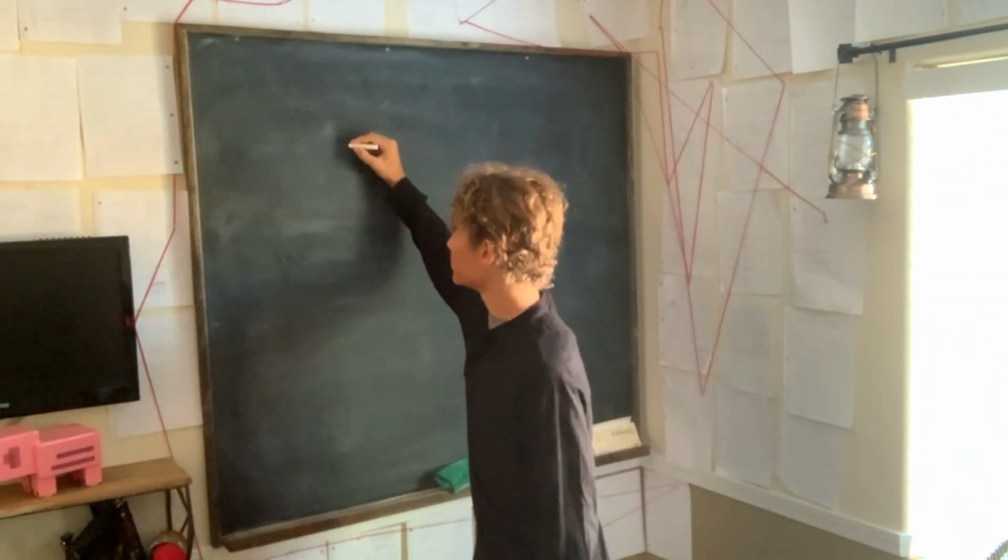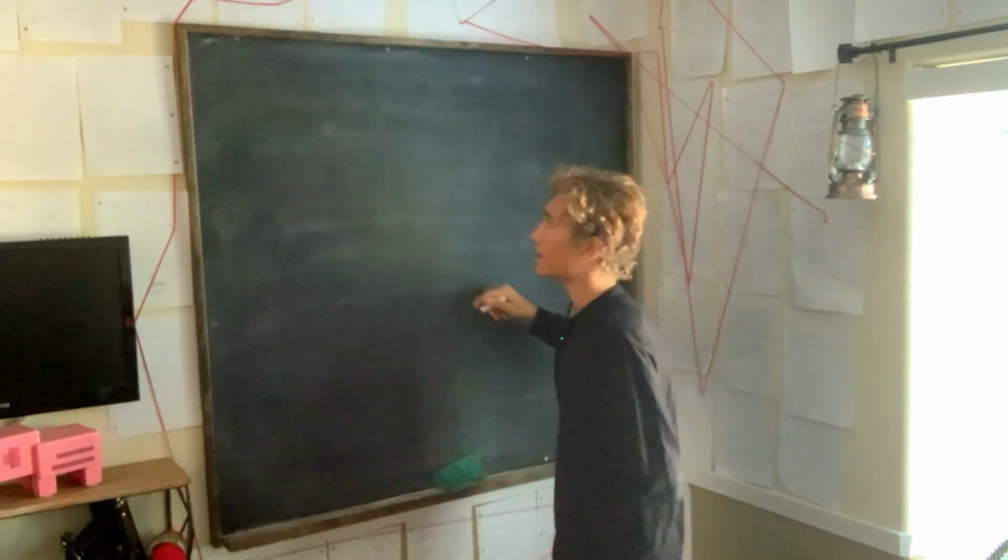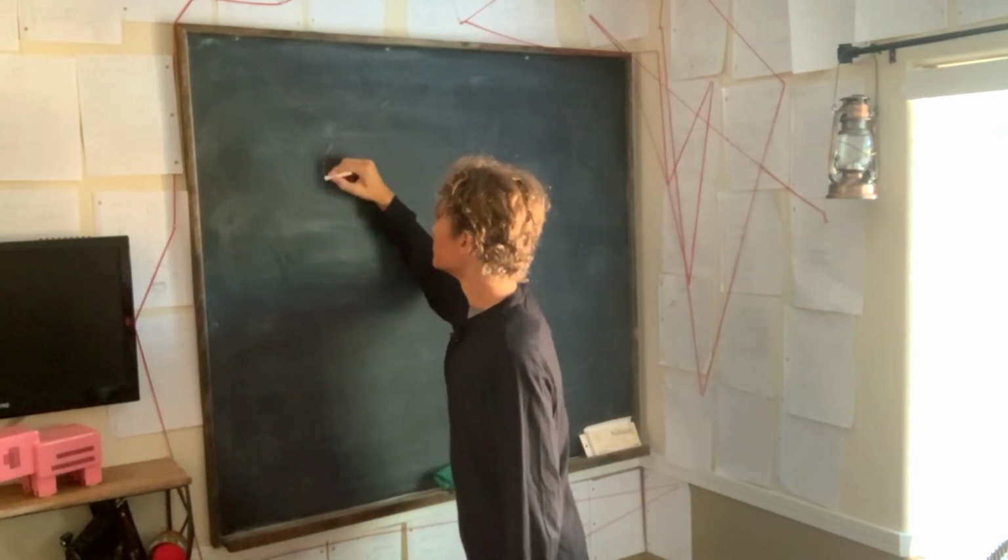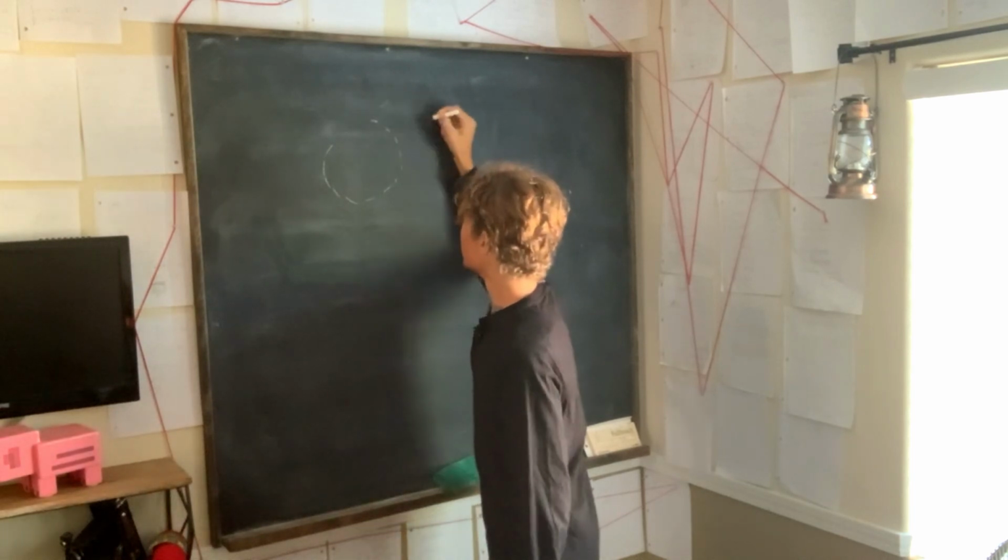So let's say we have a vector field. You know what a vector field is. A vector field is where every single vector has a specific direction assigned to it. That's when you see those lines with arrows.